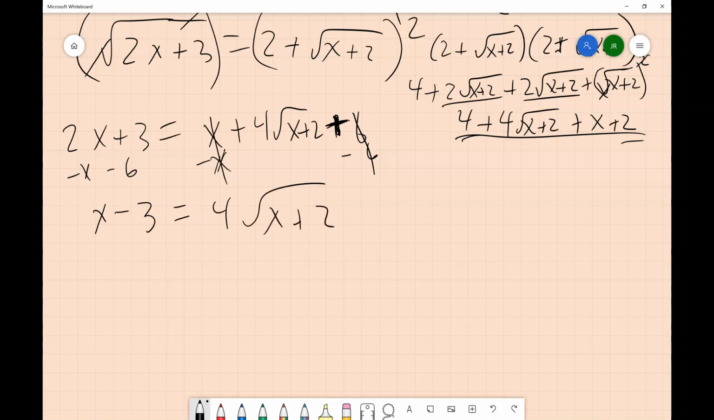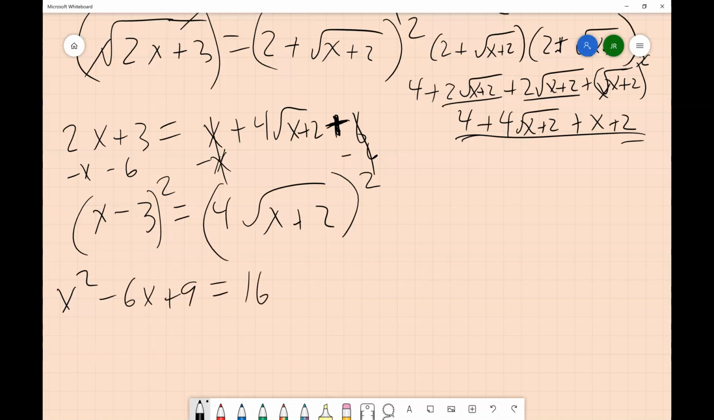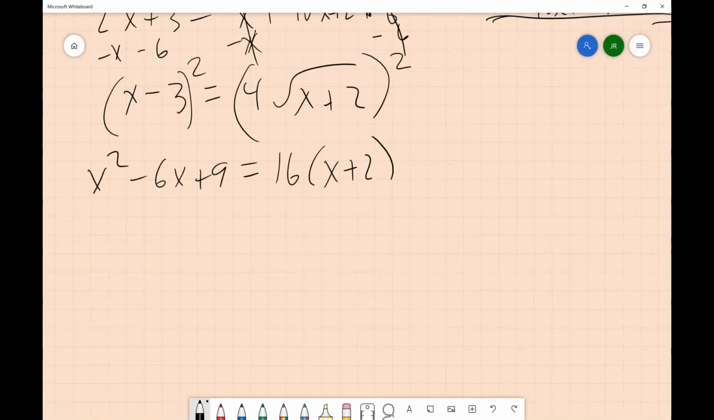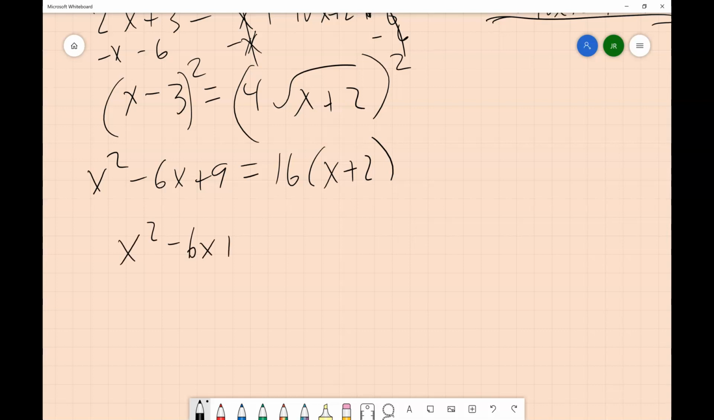Okay, so now I've gotten rid of one of the radicals. I only have one more, so I've got to get rid of that one too. I'm going to get rid of this radical by squaring this side, and I have to square this side too. So on the left side, it's going to give me x squared minus 6x plus 9 after you FOIL that left side out. On the right side, I've got to square the 4, that's 16, and I've got to square the square root of x plus 2, which is just x plus 2, because the square root and the squared cancel out. Now I'm going to distribute the 16, so I've got x squared minus 6x plus 9 equals 16x plus 32.